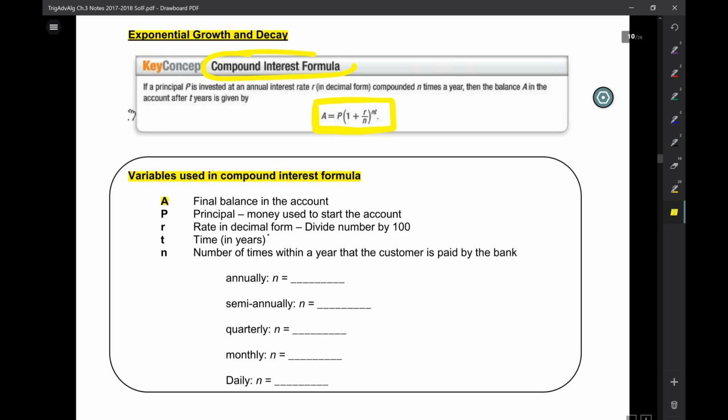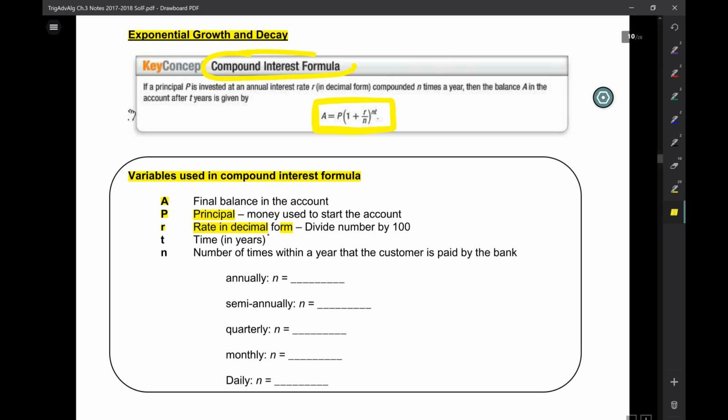A is the final balance in the account, meaning, like when you get your statement, how much is there now? Or at the end of 10 years, how much is there in the bank account? P is the principal, not Miss Howard. It's the money that you go to the bank with to open up your account, okay? R is the rate in decimal form. So basically, whatever the rate is, you have to divide it by 100.